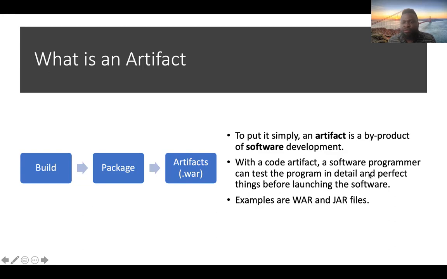This one says that with a code artifact, a software programmer can test the program in detail and perform things before launching it. So with this artifact, a developer can do a lot of things. They can perform tests based on it. I don't know how to do testing. There will be software testers, people who specialize in testing applications. But this artifact is what they will use to test the whole thing, to know how the application performs. So examples are the WAR file and the JAR file. Again, if you remember from last week, after we ran the build, it generated that particular file on our Jenkins console under the workspace. I will show that again today, but that's what an artifact is.